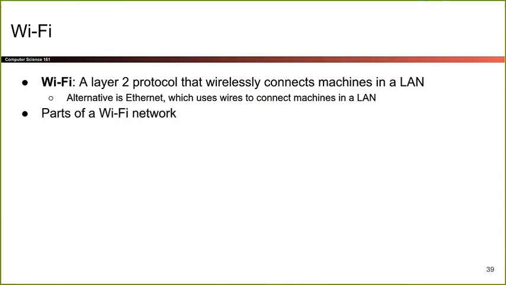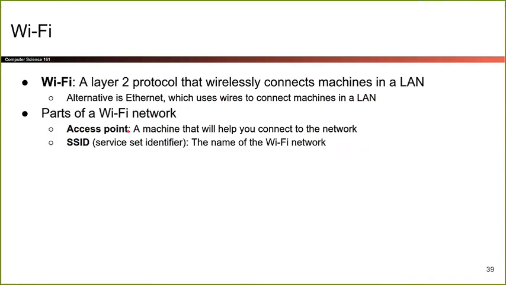So there are several parts of a Wi-Fi network that are worth knowing before we go into this protocol. There's something called an access point, and this is a machine that's sitting on the network, and its only goal is to help people connect to the network. So when you want to connect to the Wi-Fi network, you're going to talk to this access point, and they're going to give you all the information you need to connect to the network.